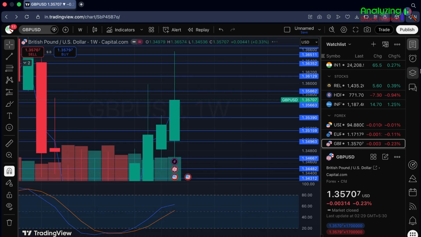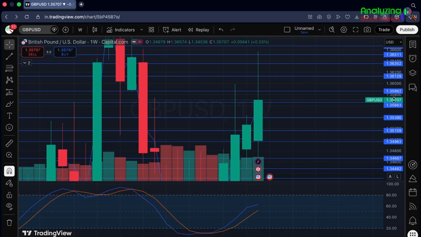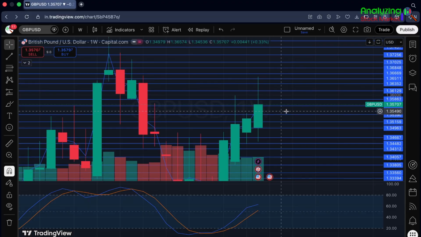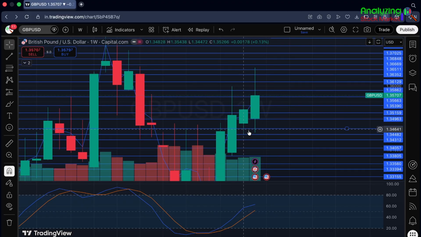So let's open our weekly chart over here. This is the weekly chart. In this weekly chart, we can see a good medium body bullish candle with a small lower wick and a big upper wick. The stochastic RSI is at around 52-60 level, which is indicating a slight negative move.